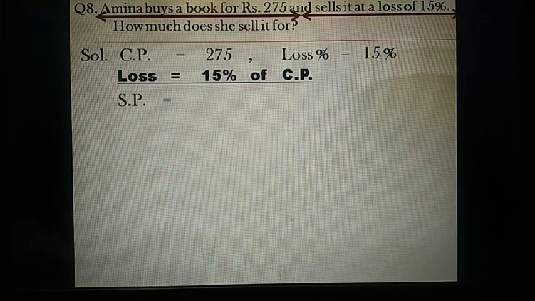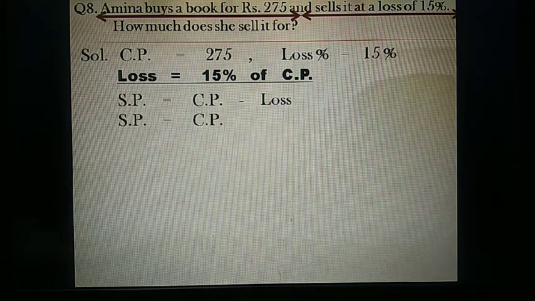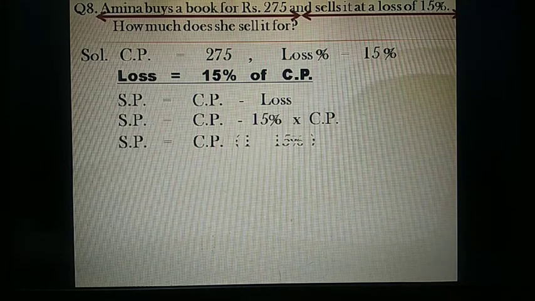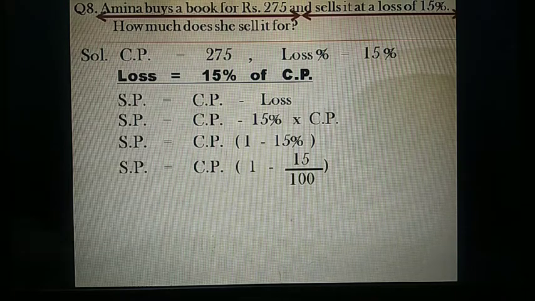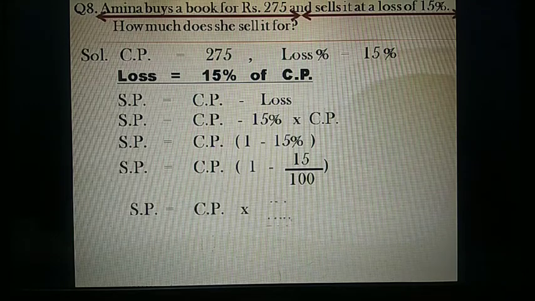So SP means CP minus loss. First write CP as it is and loss in terms of CP. Take CP common here. You are left with 1 minus 15%. 1 minus 15% means 1 minus 15 upon 100. No need to cancel out here. We are just taking it as it is and solving. We will finally get CP into 85 upon 100.